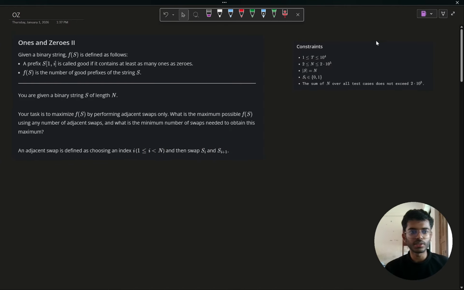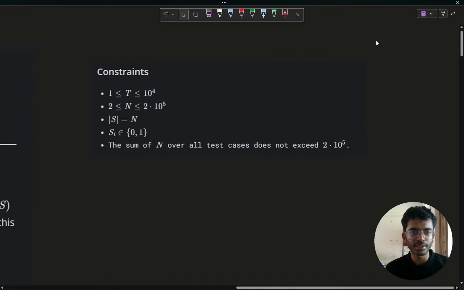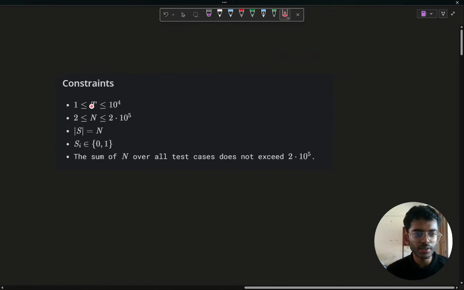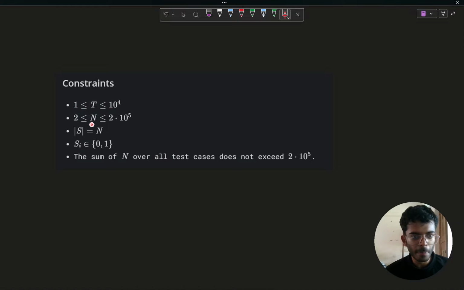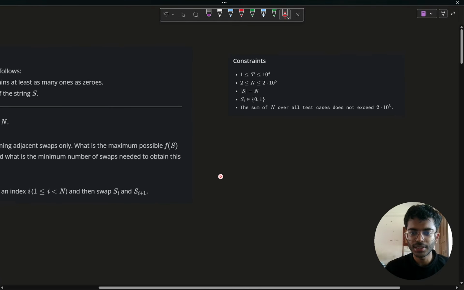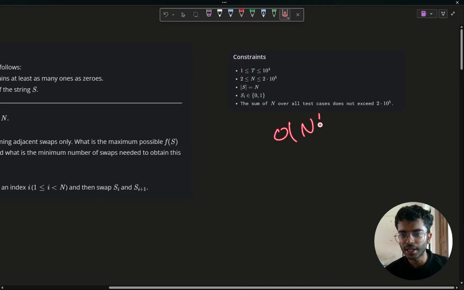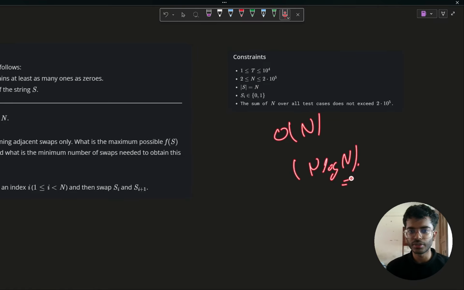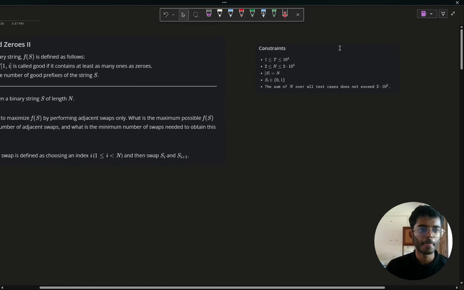It will be a bit more clear once we see the sample inputs, but for now, let's see the constraints. The number of test cases is between 1 and 10 to the power 4, and n is between 2 and 2 times 10 to the power 5. The length of string s is n, and each element of s is 0 or 1. That means the string s is binary. And the sum of n over all the test cases does not exceed 2 times 10 to the power 5. So basically, we need to come up with some O(n) or maybe O(n log n) or similar order solution which can pass in these constraints, right?